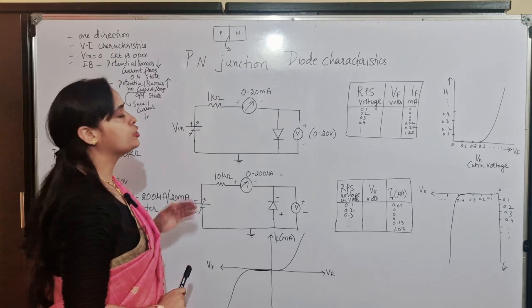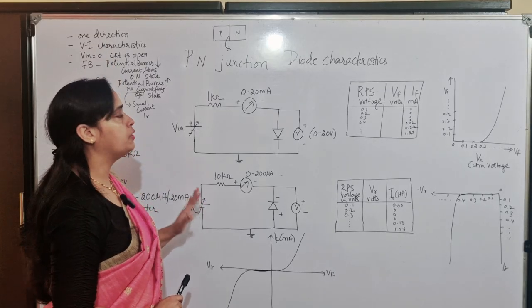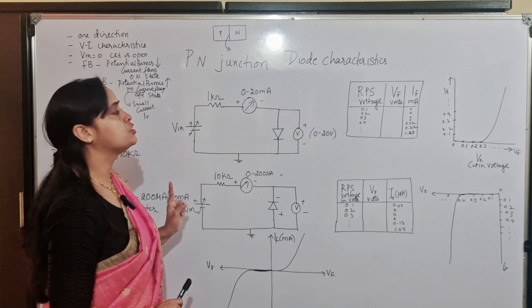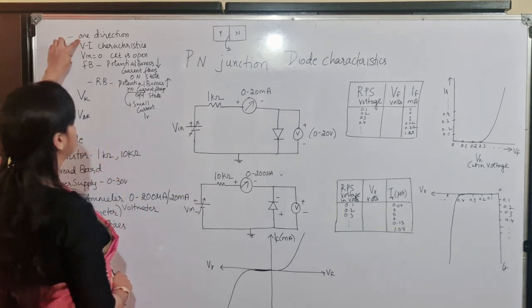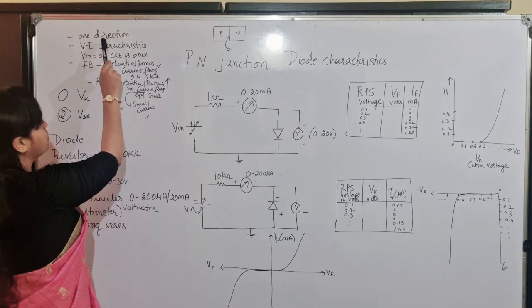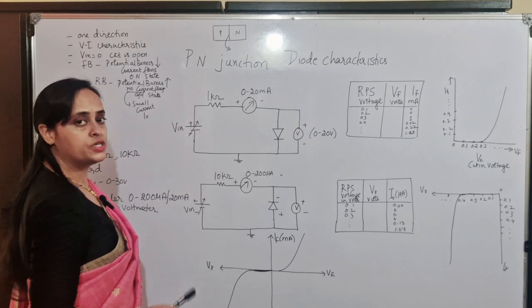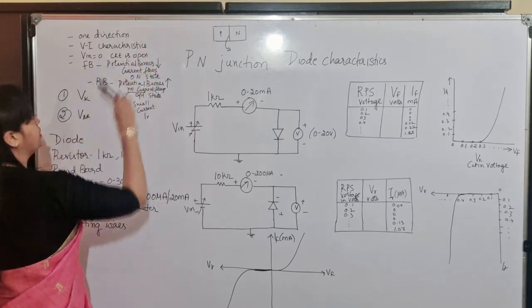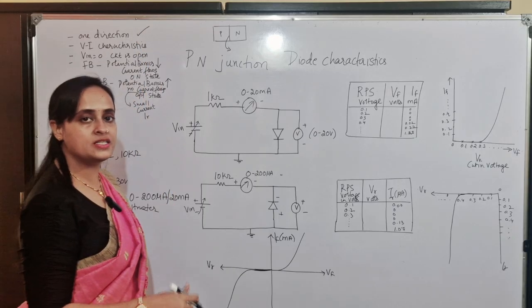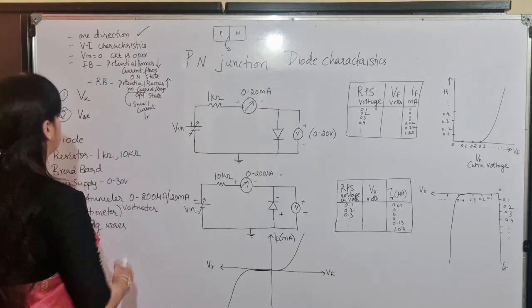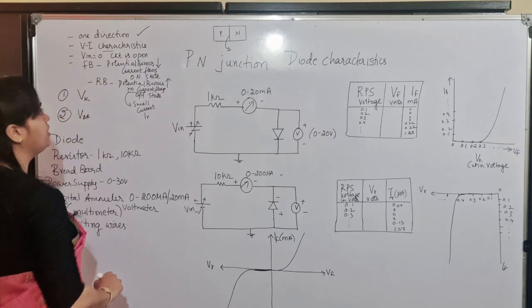So theoretically, you should understand like this: PN junction, when P-type and N-type material is merged together, PN junction is formed. Diode is nothing but the device which is made up of PN junction, which conducts only in one direction. So point number 1, you know what is diode, what is PN junction. Next, VI characteristics.